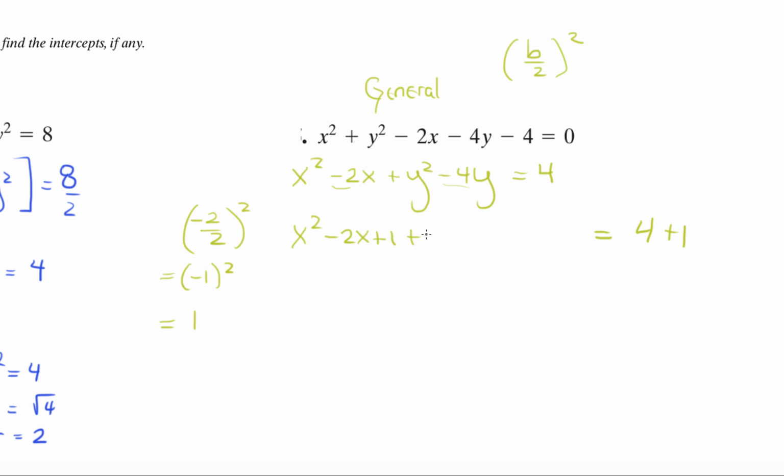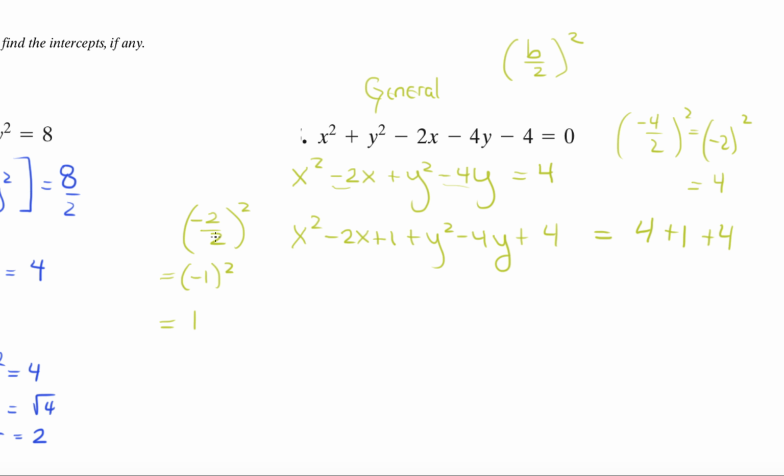Now for y, you have y squared minus 4y. I'm going to do exactly the same thing, but for y. So it's going to be negative 4 over 2, squared. That gives you negative 2 squared, which gives you 4. So I'm going to add 4 on both sides.